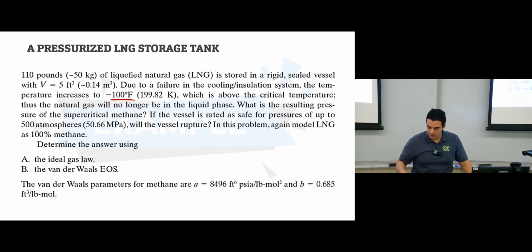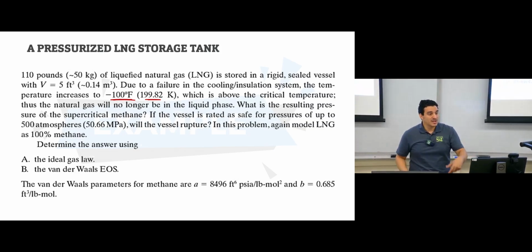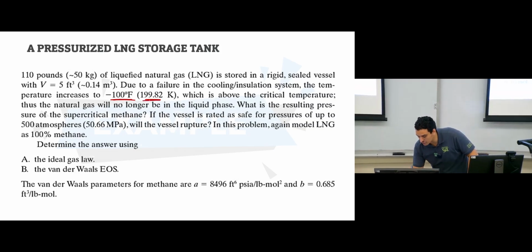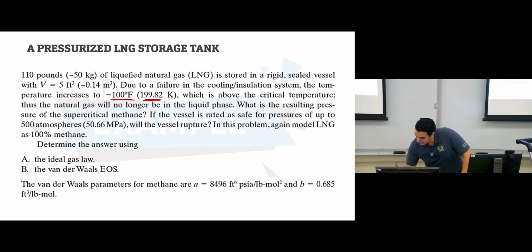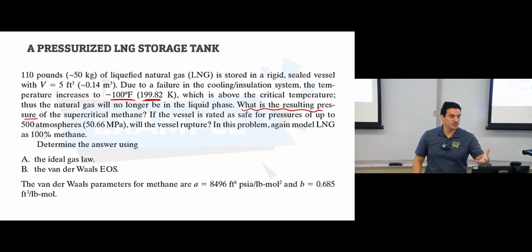Because this condition is 200 Kelvin, which is negative 73 Celsius, right? At negative 73 Celsius, this is a very high temperature for liquefied natural gas. So the temperature should be below all of these values. Here he said we have a failure in the cooling system, so the temperature increases. It becomes almost 200 Kelvin, negative 73 Celsius. Here it's required to calculate the resulting pressure. As a result of this temperature increase, the pressure will increase, so we need to find this resulting pressure.